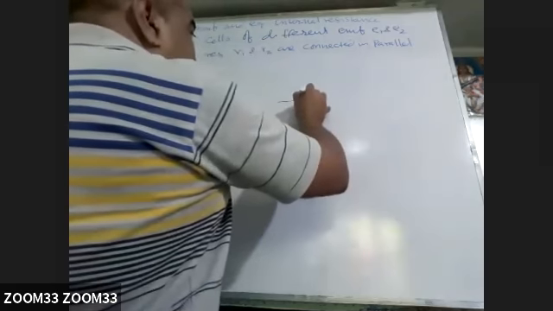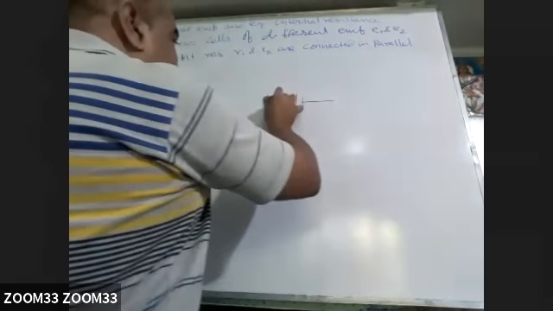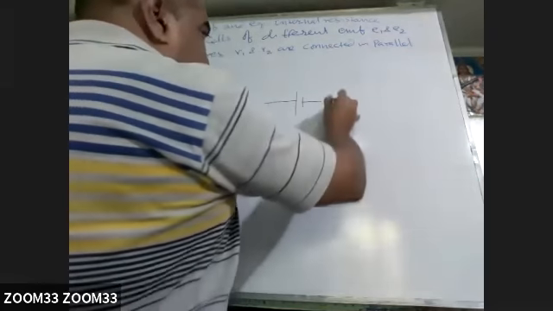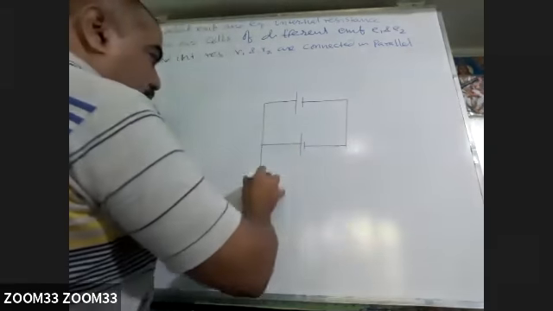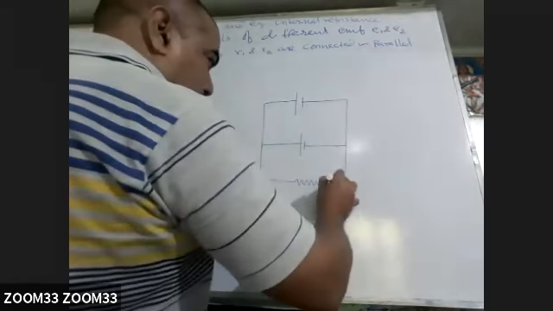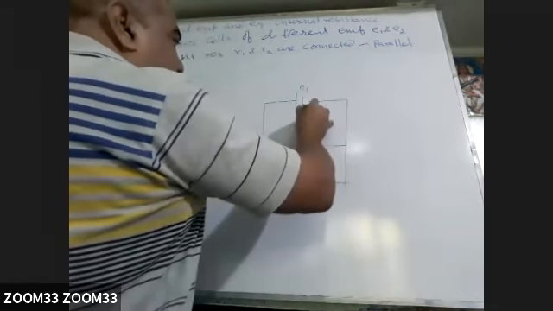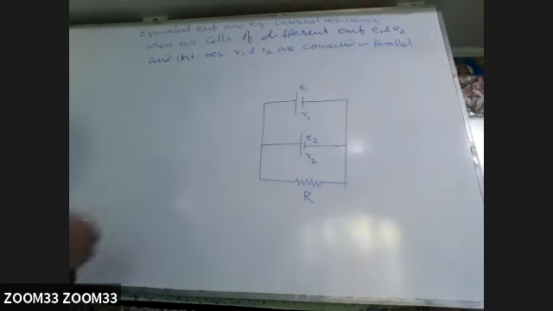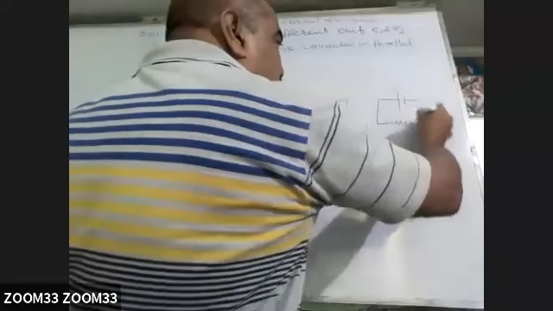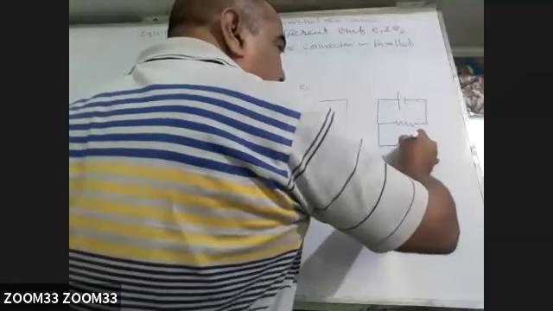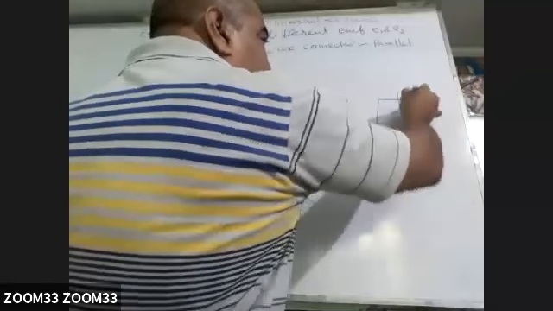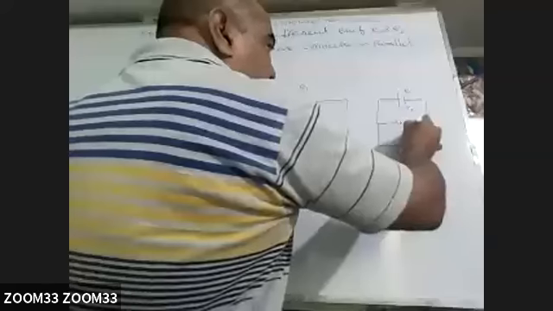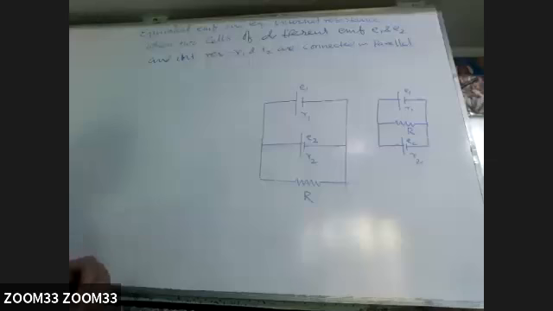So suppose the cells are like this: E1 with internal resistance R1, E2 with internal resistance R2, and external resistance is R. This may be this way, or sometimes it is like this also, no problem. Both circuits are same, so don't be confused. We have considered this way, and in the question paper it is given this way.